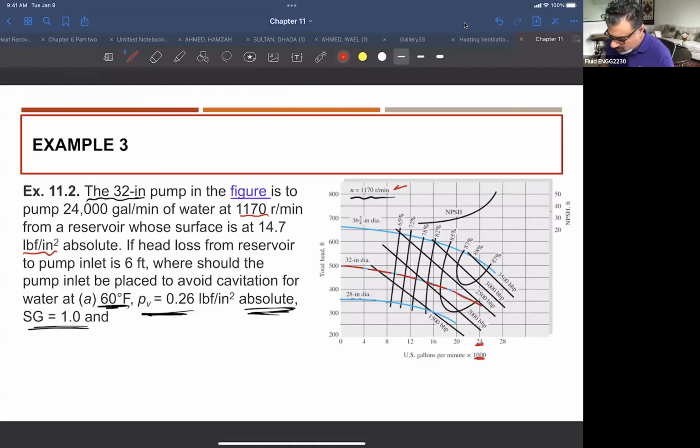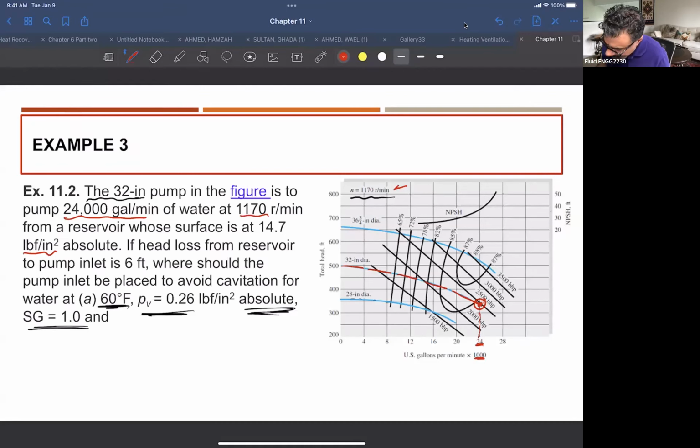So now, if I look at this problem, the pump should be running at 24,000 gallons per minute. I don't even have a system here, so I don't have to worry about that. The pump operating point here is at 24,000 gallons per minute, the point on the pump curve is this point.